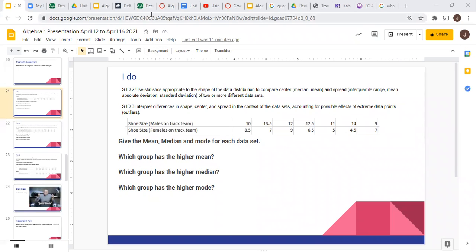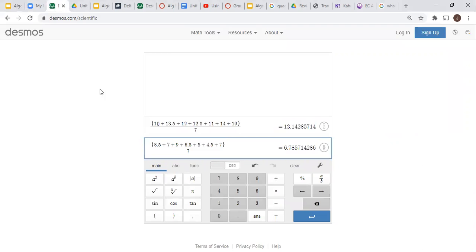So if I take that, I did it already on the Desmos calculator here. I did that as the top group. You can see I listed all of them out, added all 7 pieces of data, and then divided by 7. When I do that, I got 13.142. So I'm just going to round to 13.14. I'm going to just go to 2 decimal places.